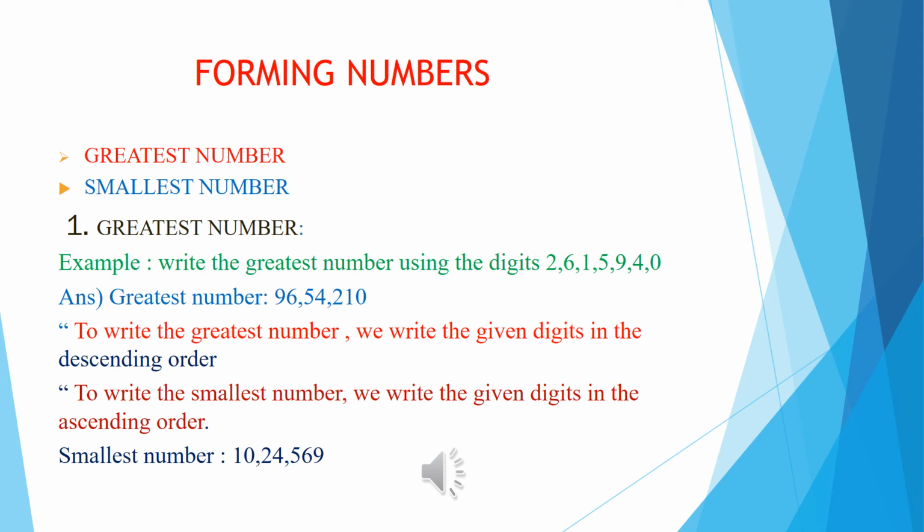To form the smallest number, we have to arrange the digits in ascending order, that is from smallest to the biggest. Since we have 0 in these digits, 0 is written as the second digit. We cannot write 0 as the first digit, because if you write 0 as the first digit, it does not have any value. Therefore, if there is 0 in the given digits, we will write 0 in the second digit. So, the smallest number which can be formed using the digits 2615940 is 1024569. That is 10,24,569. Hope you all understood.